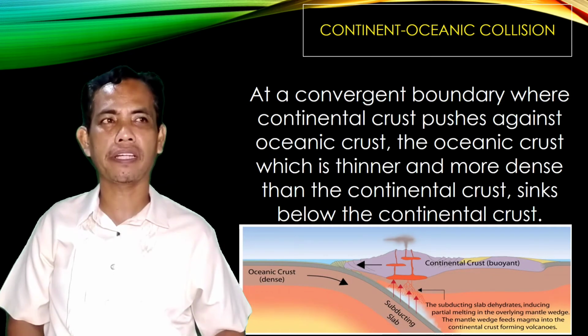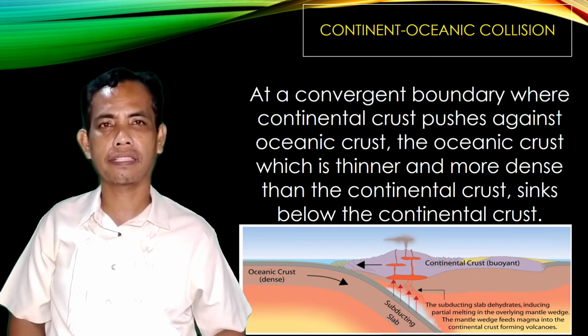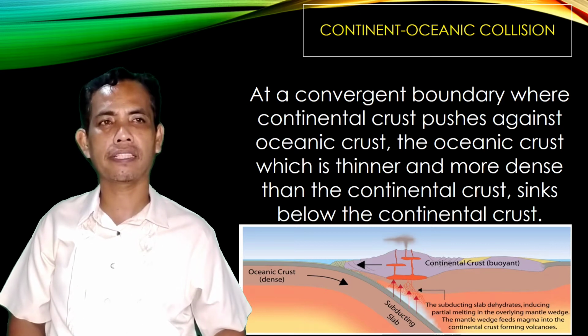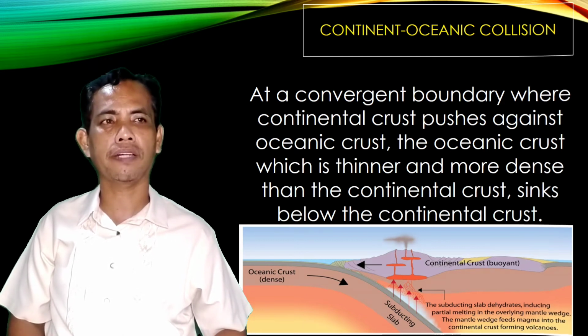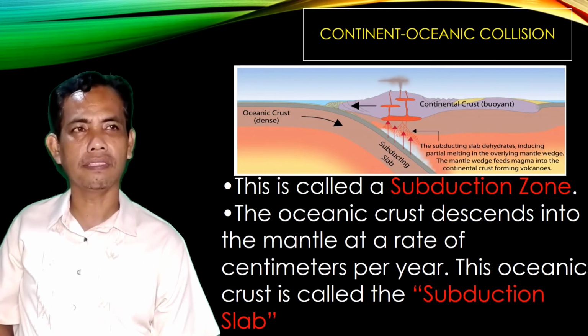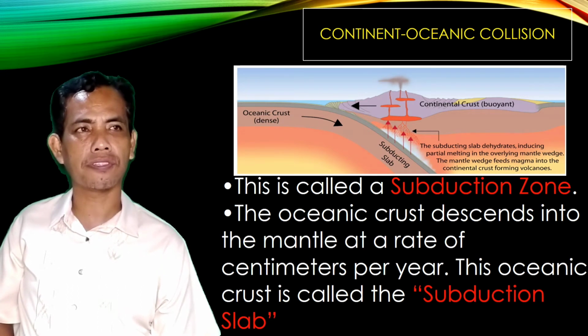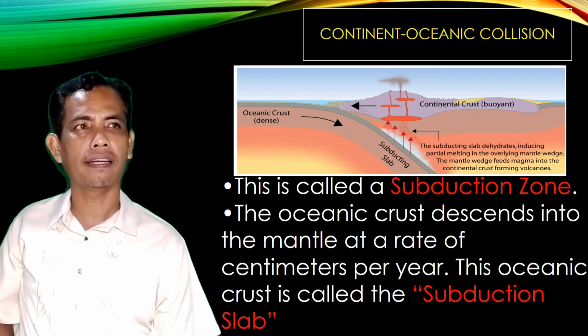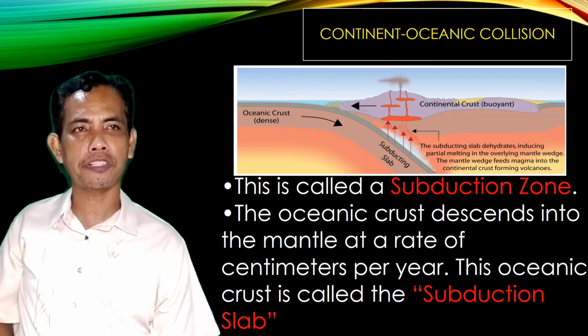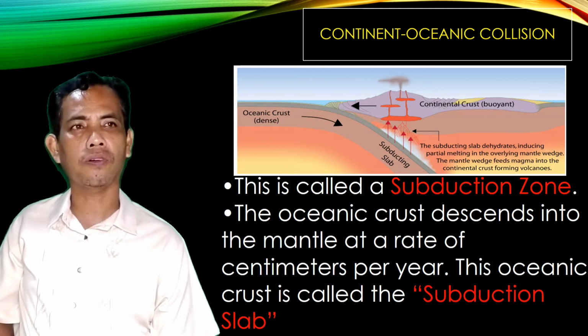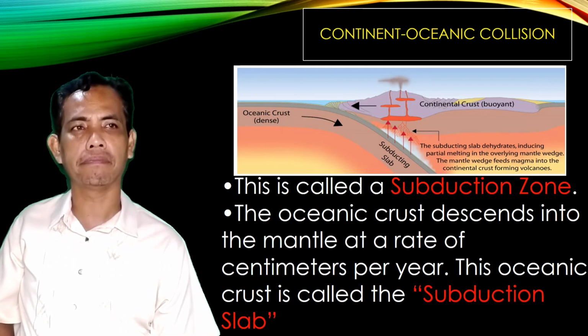A convergent boundary where continental crust pushes against oceanic crust. The oceanic crust, which is thinner and more dense than the continental crust, sinks below the continental crust. This is called a subduction zone. The oceanic crust descends into the mantle at a rate of centimeters per year. This oceanic crust is called the subducting slab.